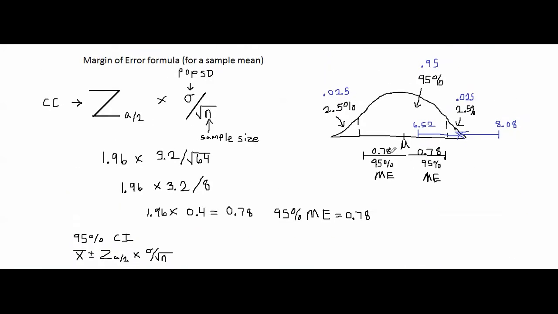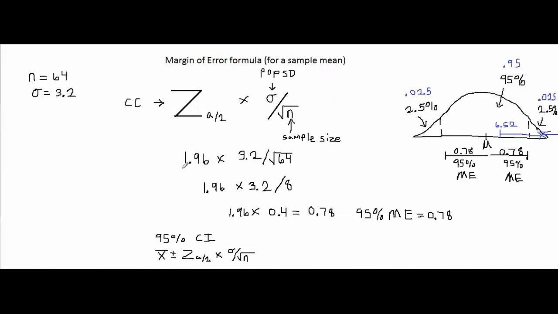One last thing I wanted to end with is I wanted to talk about what makes the margin of error smaller and larger. One thing that makes the margin of error smaller is having a smaller population standard deviation. So if sigma, the population standard deviation, goes down, if it's a smaller number, then the margin of error will be a smaller number. When sigma goes down, the margin of error shrinks.